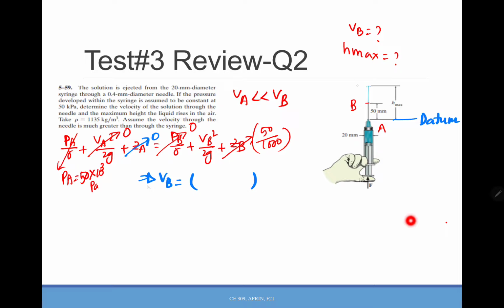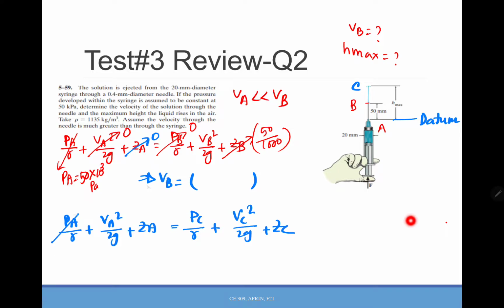You can consider this point and name it C, and apply Bernoulli's equation at A and C. So it will be PA over gamma plus VA square over 2G plus ZA equals PC over gamma plus VC square over 2G plus ZC. Now PA, you know that is 50 kilopascal. The velocity is almost 0. PC is open to atmosphere, so it's 0.